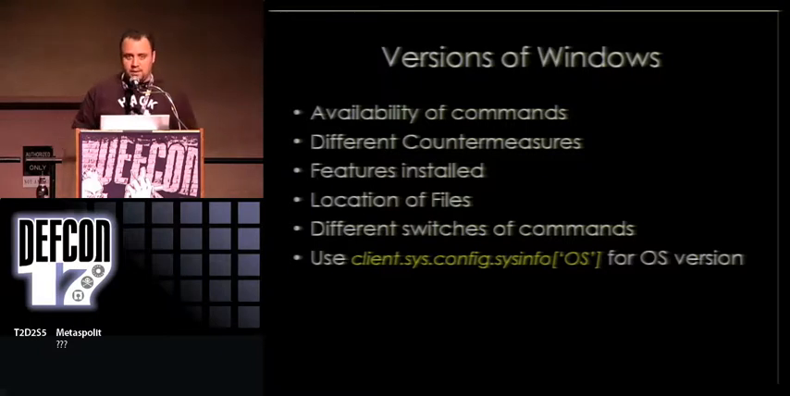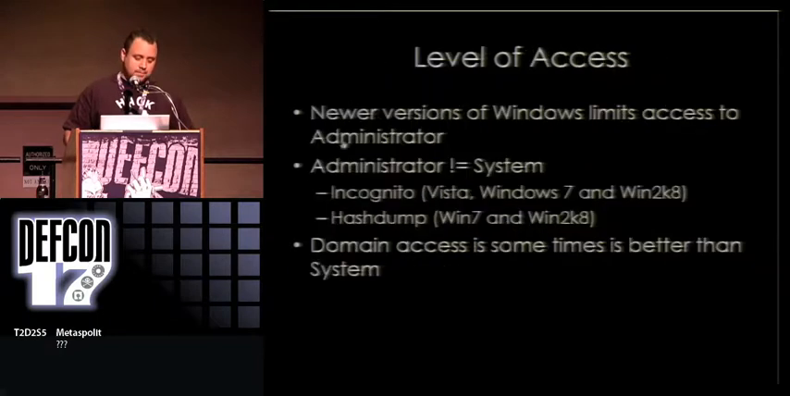Location of files. In a Windows 7 box or Windows 2008 box, you cannot copy files to certain folders as you can in Windows 2003 and Windows XP. So you've got to be careful when you're doing your scripts to check for the OS version. And according to that OS version, choose your commands. You decide what commands you are going to run on that target. And also, as I mentioned, different versions of Windows, same command, different switches. Some are case sensitive, others are not. Some require a space, others don't.